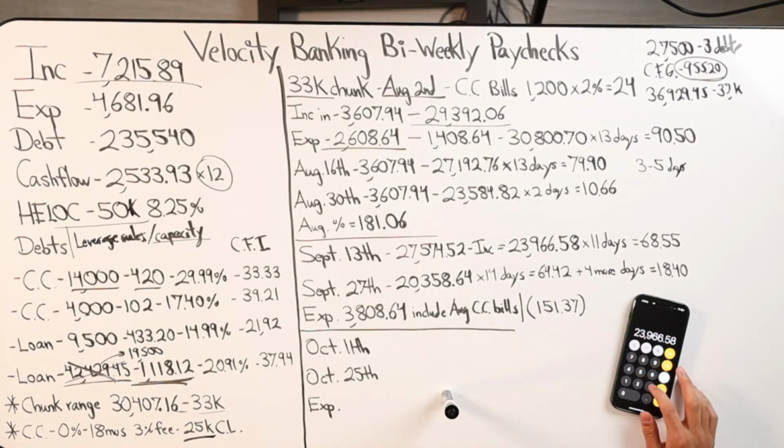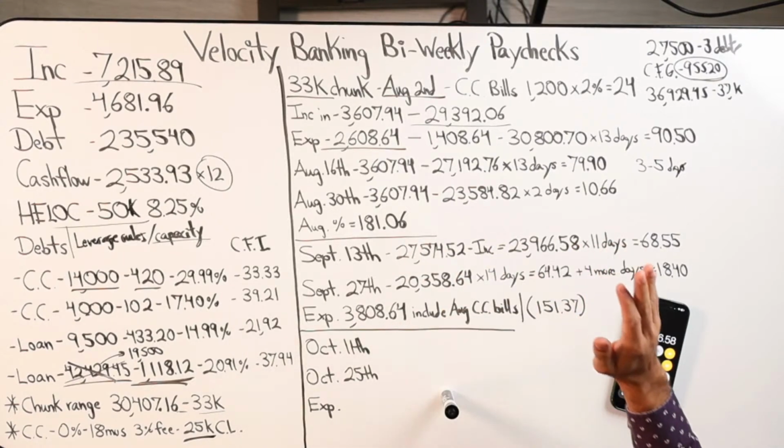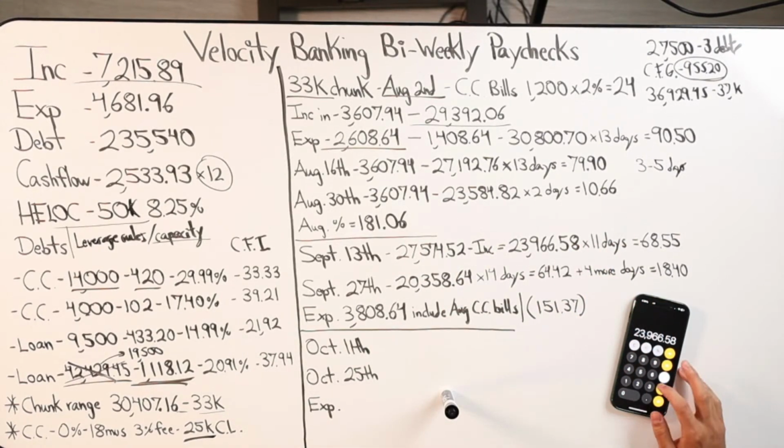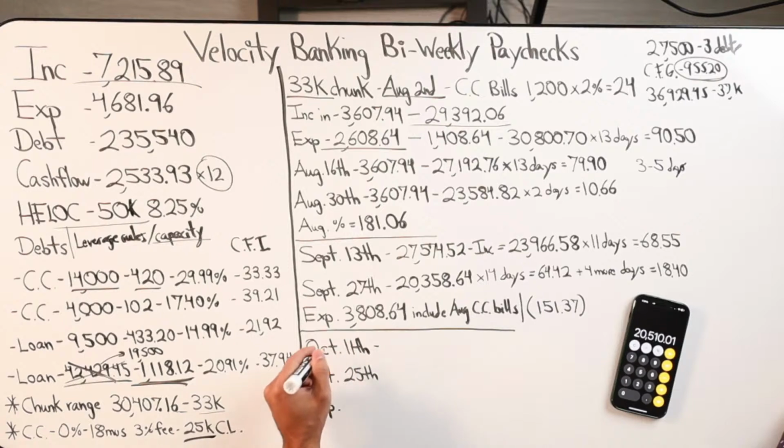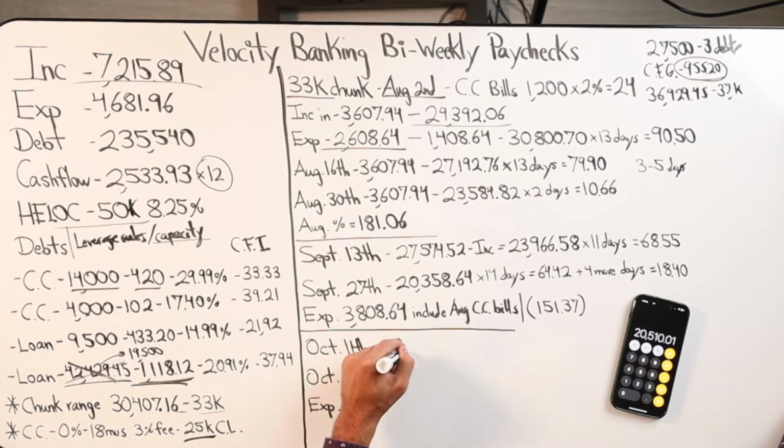Minus income again, because I already accounted for all the expenses for August, right? So minus 360794, 20,358.64. Cool. Add interest, 151.37. So we're at 20,510.01. That's our balance going into October. I know it says the 11th. I'm just going to write for right now 20,000 going into the month of October at the beginning.